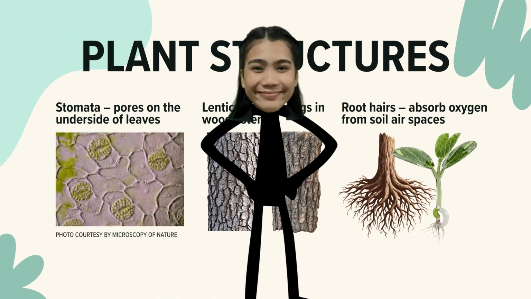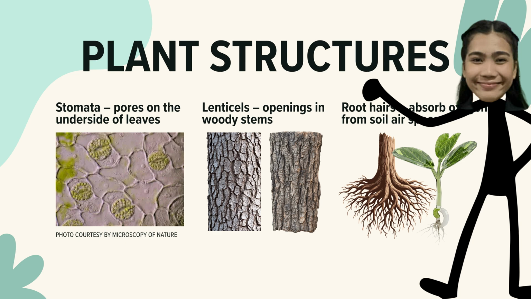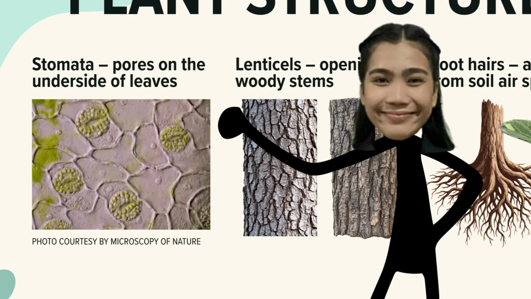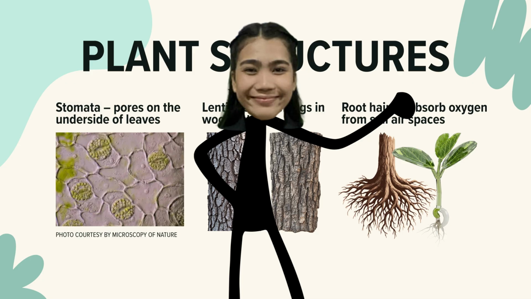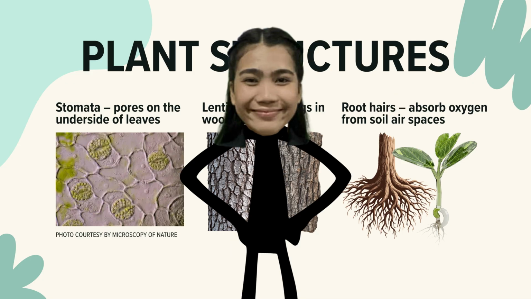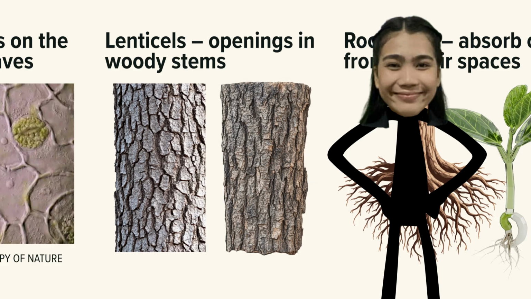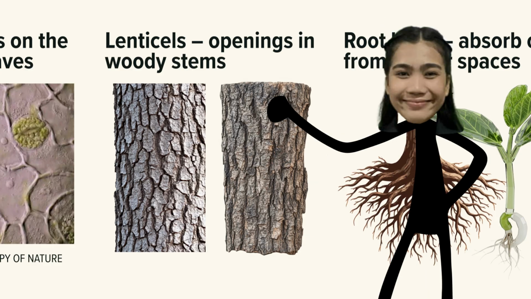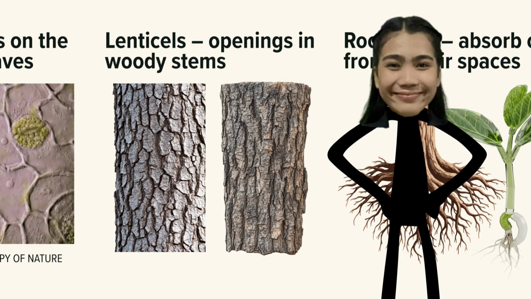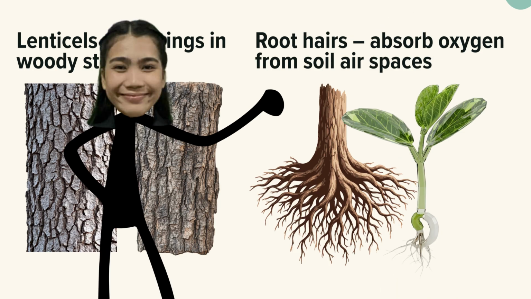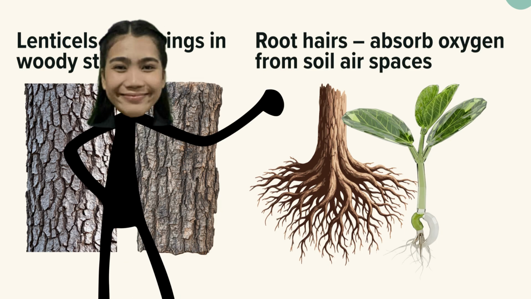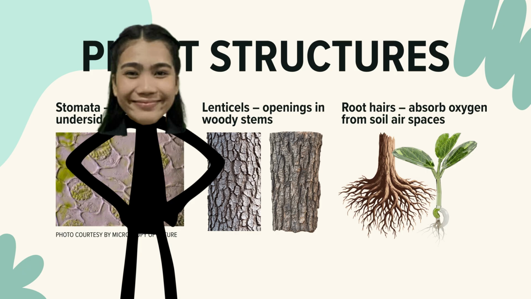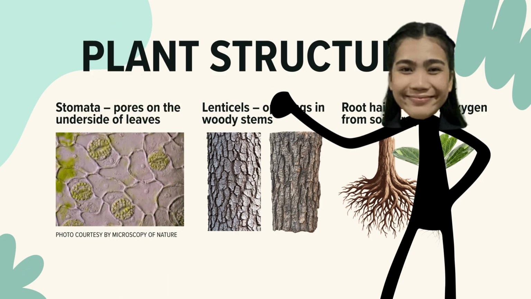Plants use specialized structures for gas exchange. Stomata are tiny pores mostly found on the underside of leaves. They open and close to control gas exchange. Lenticels are small openings found in woody stems that allow gases to move in and out. Root hairs absorb oxygen from air spaces in the soil for respiration. These structures increase surface area and allow efficient diffusion of gases.